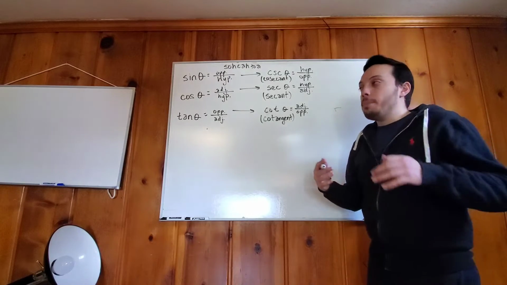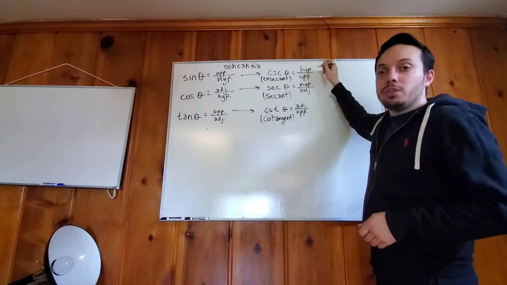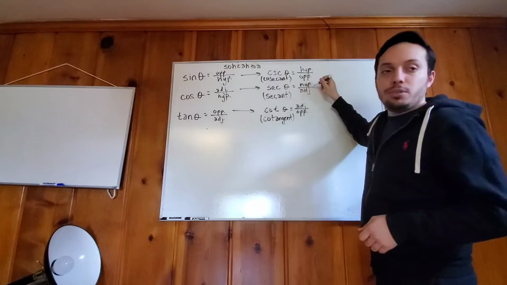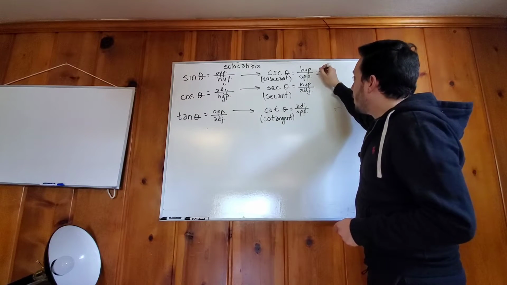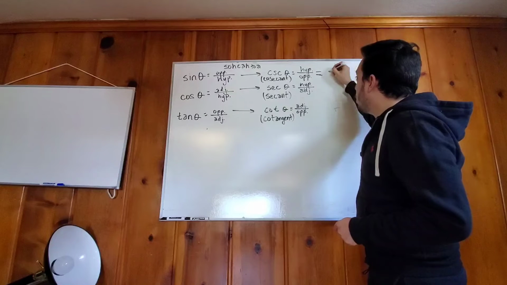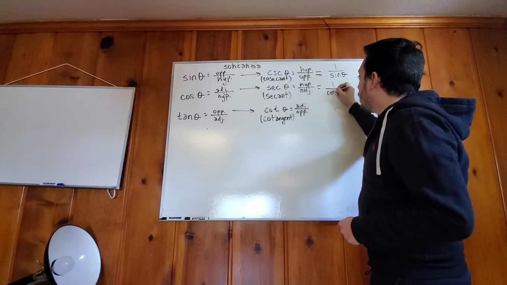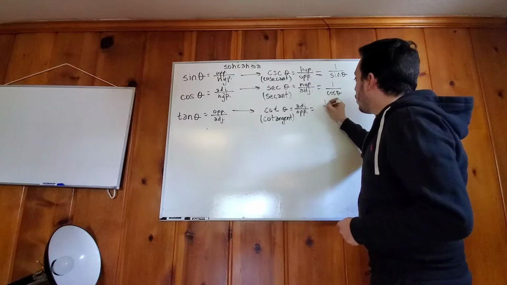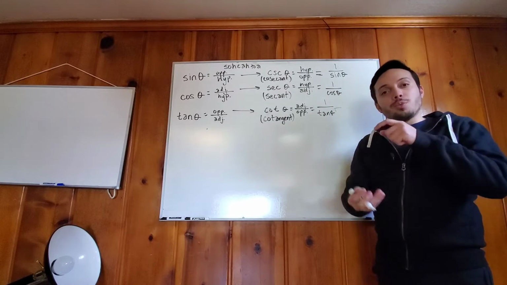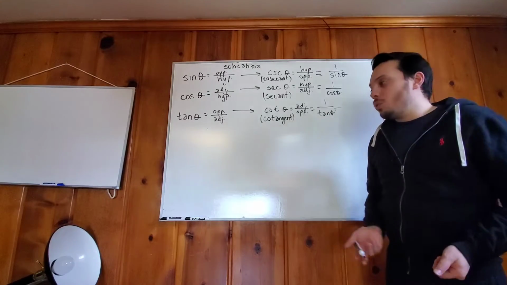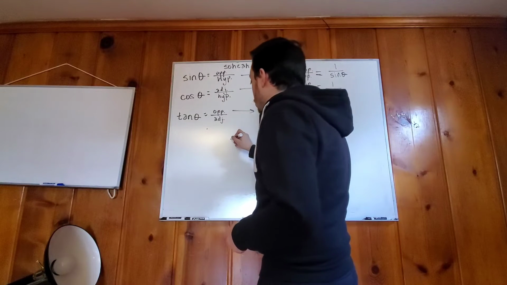What is it? Well, they're reciprocals, meaning that we flipped the order. So cosecant is the hypotenuse over the opposite. The secant is the hypotenuse over the adjacent. And the cotangent is the adjacent over the opposite. So it ends up being that this is the same thing as 1 over sine theta. This is the same thing as 1 over cosine theta. This is the same thing as 1 over tangent theta. They're reciprocals.